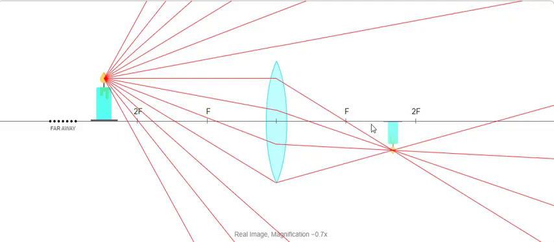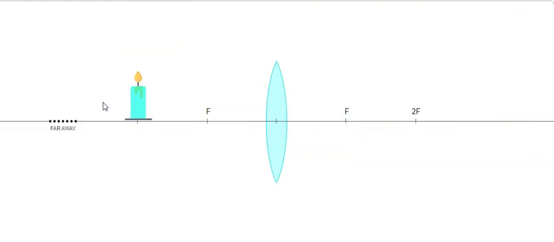So we can see over here the image gets formed between F and 2F. Again, it's a real image, and you can see the magnification is 0.7. That means it has become slightly bigger as compared to the previous case, but still it is smaller than the object. Negative sign indicates it's an inverted image. So we get again a real inverted image which is smaller in size as compared to the object, between F and 2F.